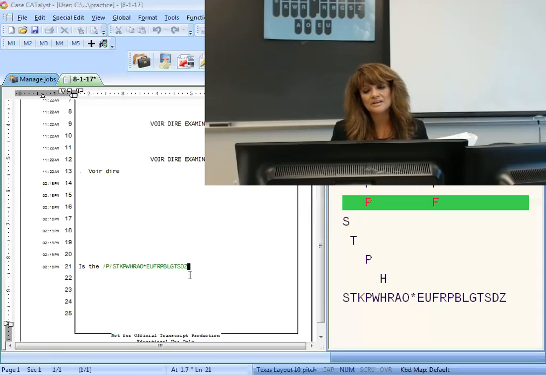Inking the machine, you don't have to ink them because they're paperless. So most of you don't even have to worry about that. Loading the paper, they're paperless, so you don't have to worry about that.